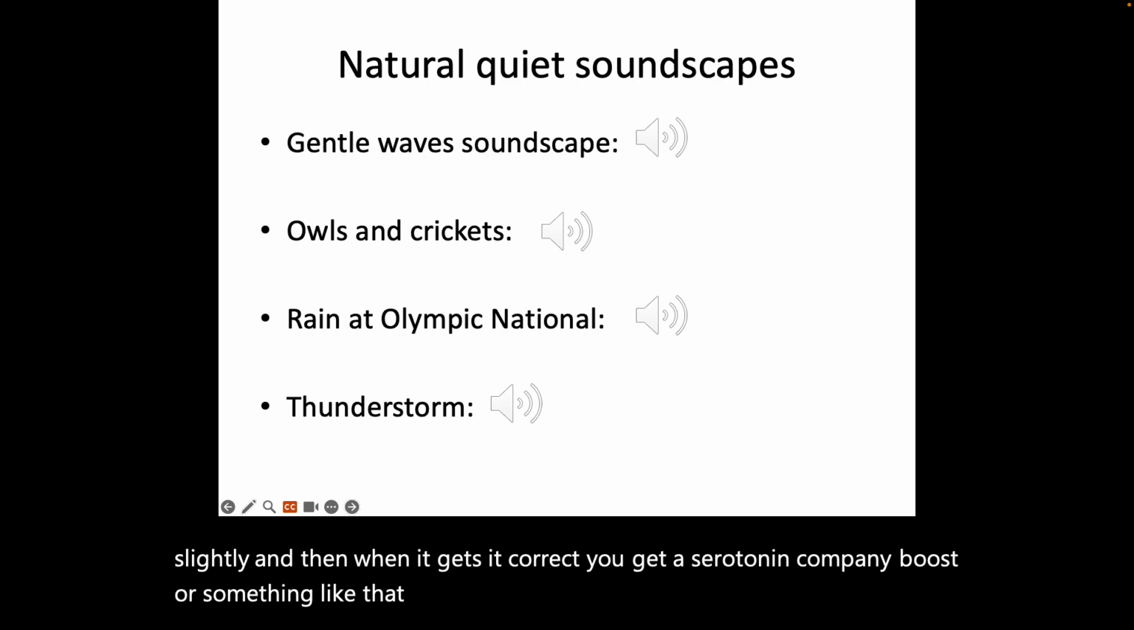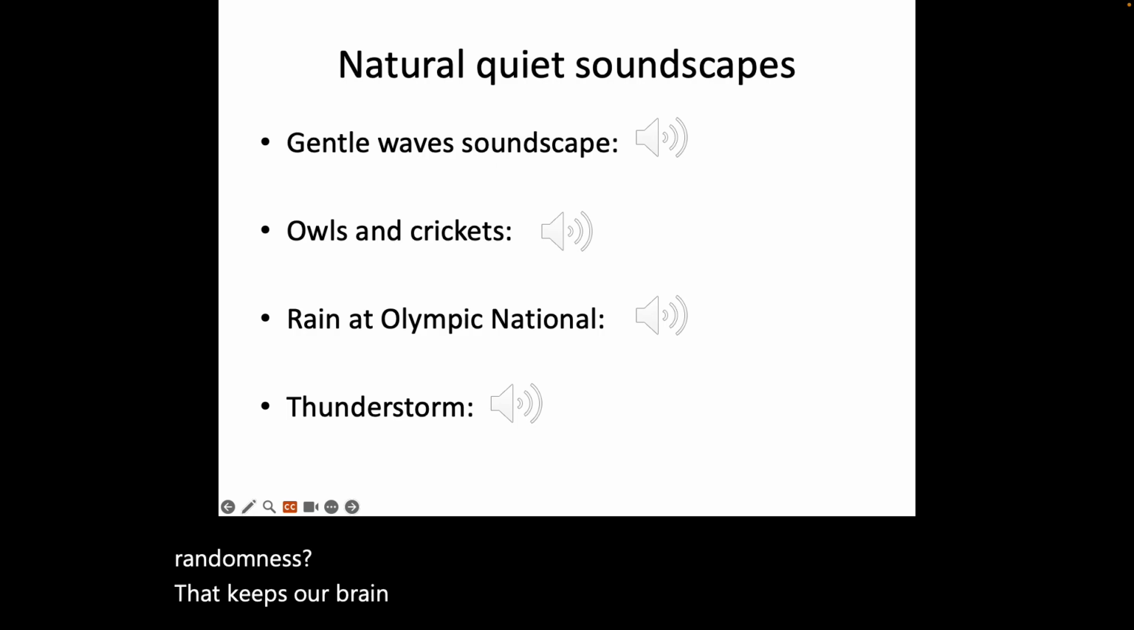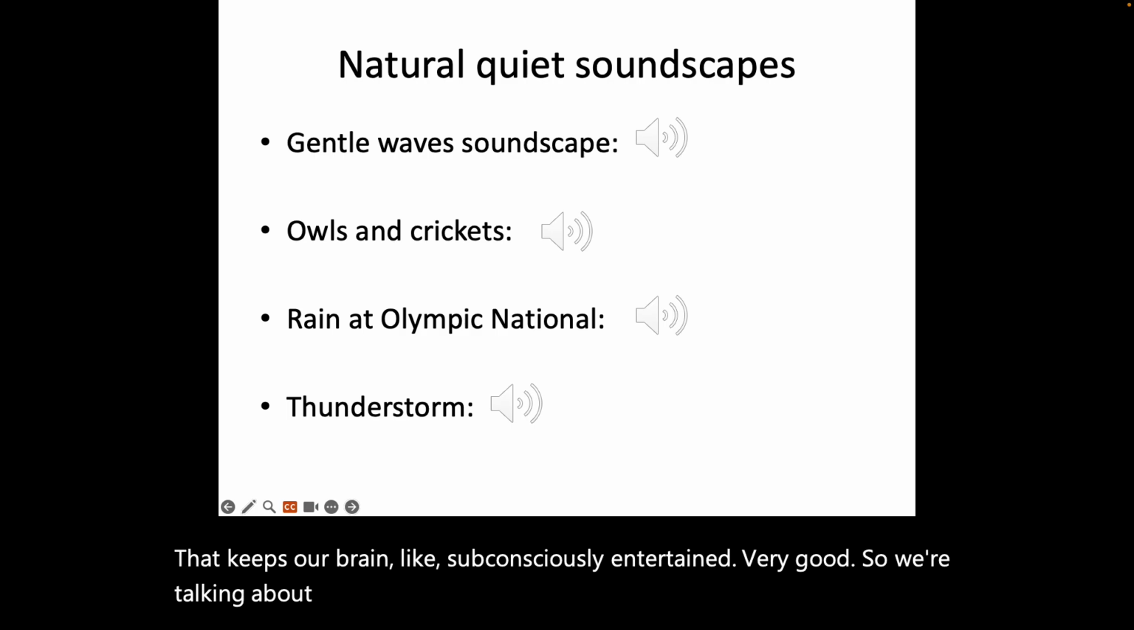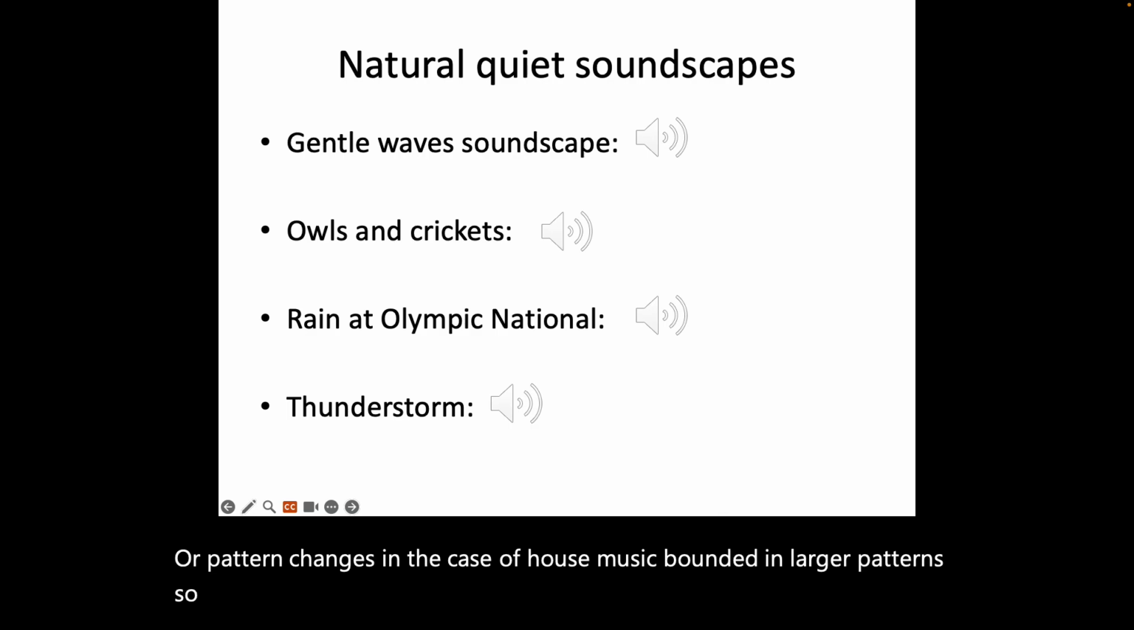Is there anything, like any parallels with something like crickets, or is it the randomness that keeps our brain subconsciously entertained? Very good. So we're talking about randomness bounded within an overall larger pattern, or pattern changes in the case of house music, bounded in larger patterns. So music is, again, purely mathematics, right?